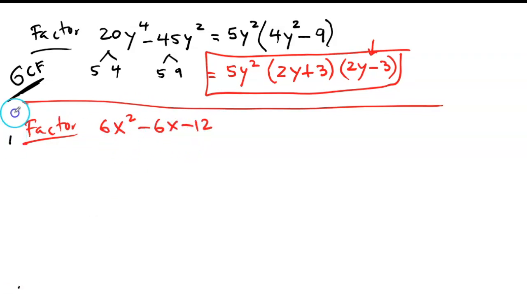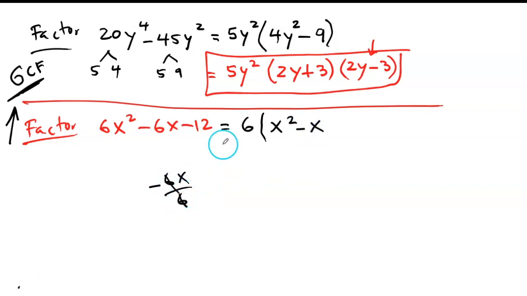No, you don't have to do that if you check greatest common factor. 6, 6, and the 12, 6 into the 12. So 6 is a common factor. Is my x common? Nope, it's not here. So I open my parentheses. 6x squared divided by 6 is x squared. Negative 6x divided by 6, 6 and 6, that's going to give me negative x, or negative 1x. Negative 12 divided by 6 is negative 2.